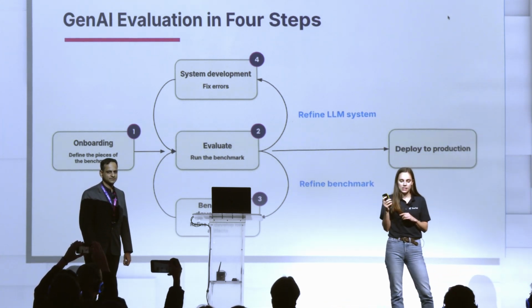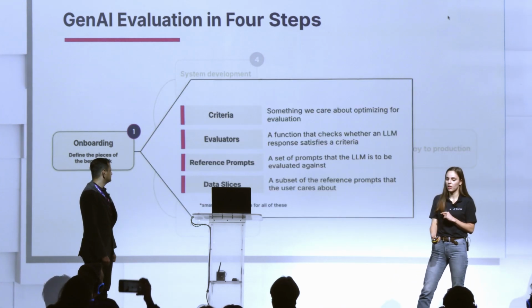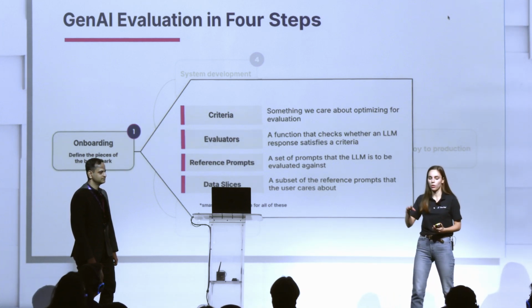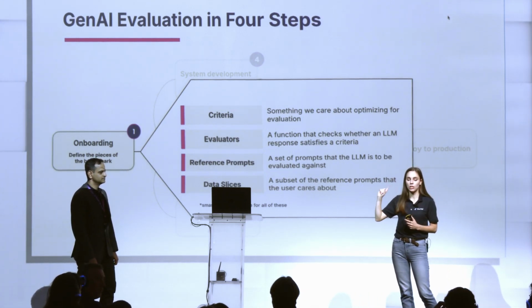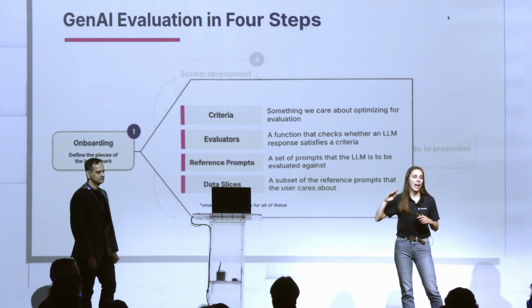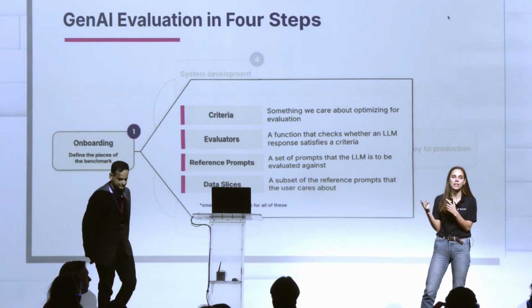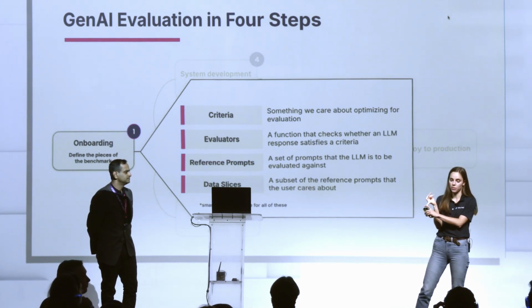So step 1 is onboarding. For onboarding, you have some artifacts that you need to define. These 4 artifacts are things that will help you in your evaluation workflow. Criteria, these are the axes you care about, right? So maybe completeness, robustness, maybe some use case specific ones like don't contain PII in your responses.